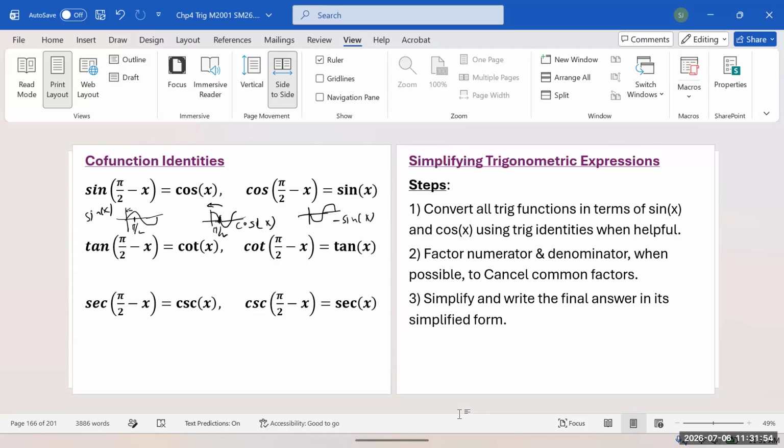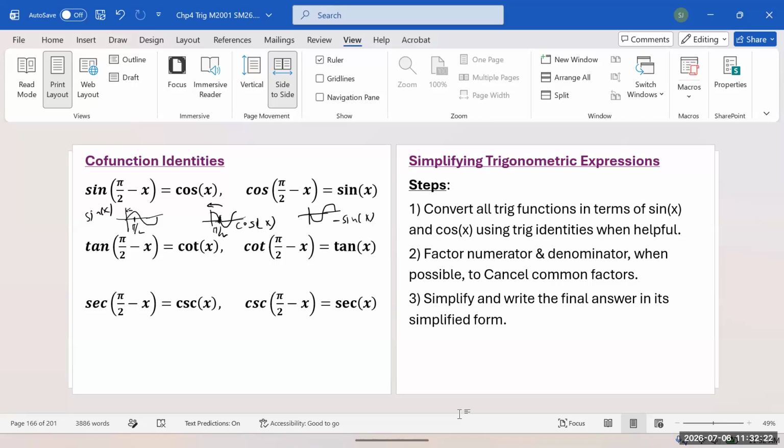Okay, now simplifying trigonometric expressions. To simplify, it's better to convert everything in terms of sine and cosine. If you can do that, then we can cancel out so many things. Once you cancel out like factors, then you rewrite everything in the proper position. And if you can apply a new identity on that, then apply the identity, otherwise leave it alone. That's 3 steps of simplifying.